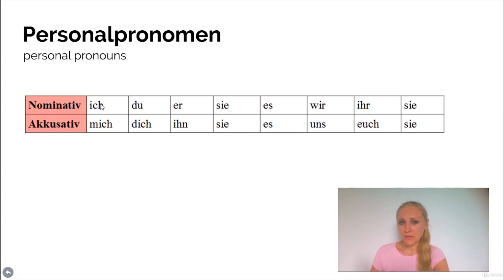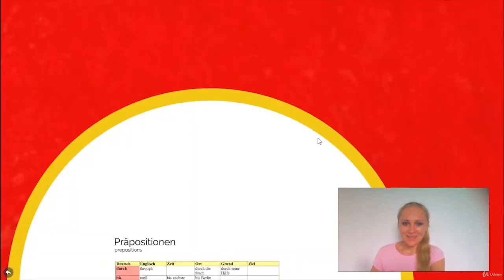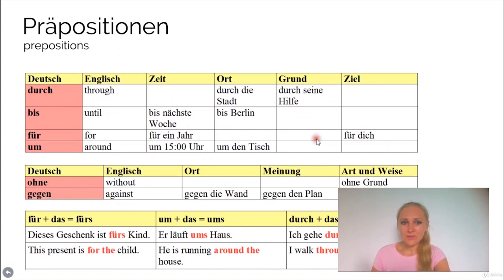Du siehst mich. The object that is being seen needs to be put in the accusative case. Or ich sehe dich, which means I see you. In English it happens that it stays the same in the accusative and nominative case. Okay, so those personal pronouns in the accusative case you would have to study. Okay, then the next slide, here we have the prepositions.